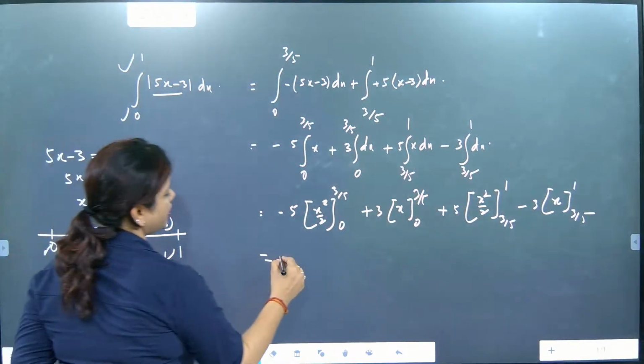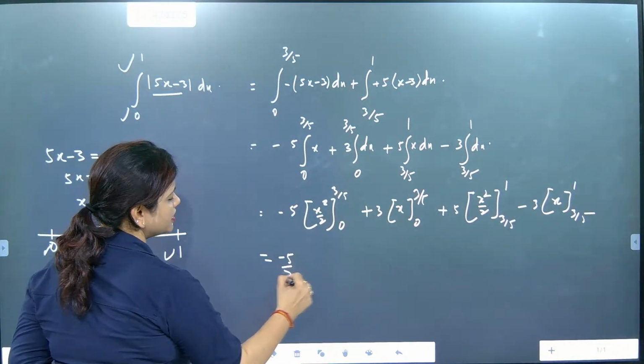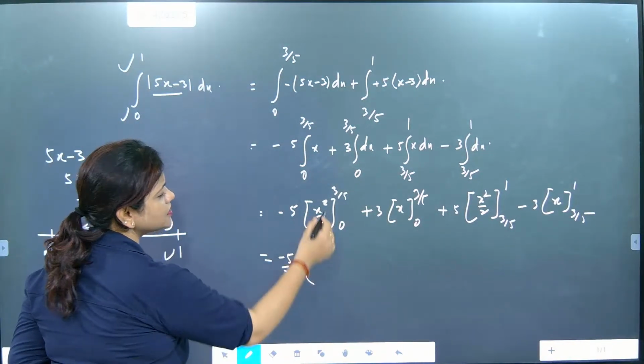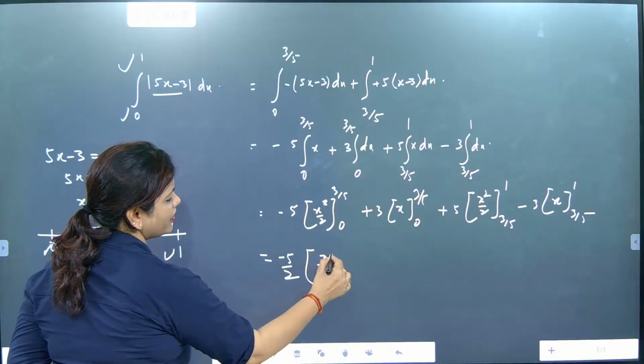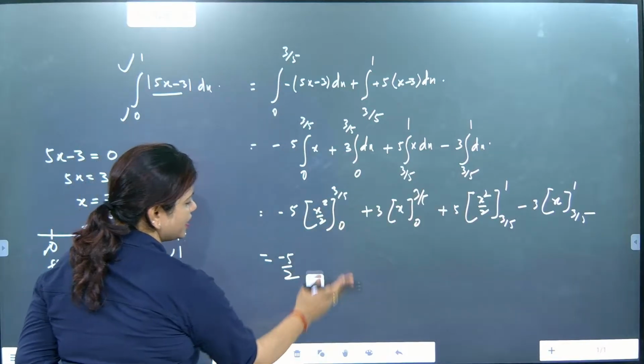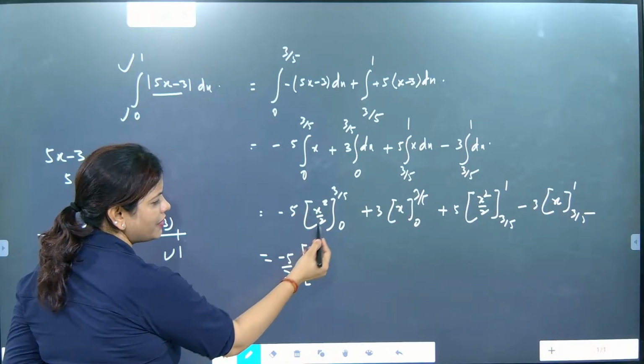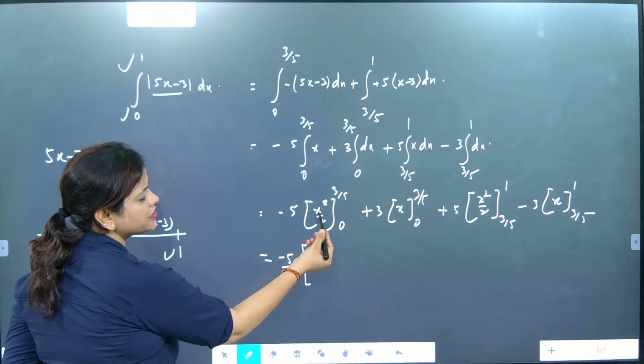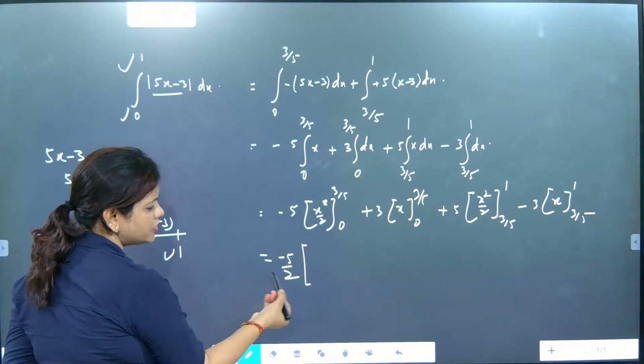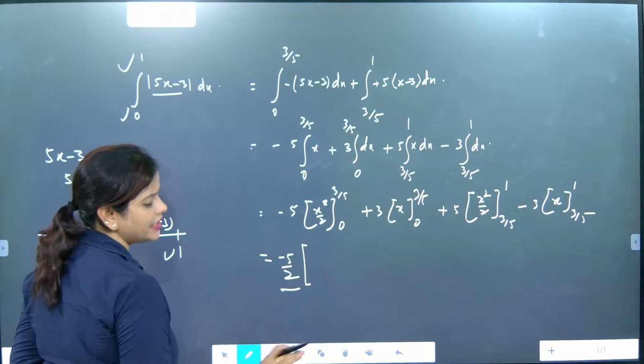Now look here, minus 5 by 2 taken out. Now x square means 3 by 5. First time I am solving, so I am explaining everything. So when you solve the x square part, 1 by 2 will come out, because x square by 2 is there, 2 is a constant, so 2 will come out. It will become minus 5 by 2.